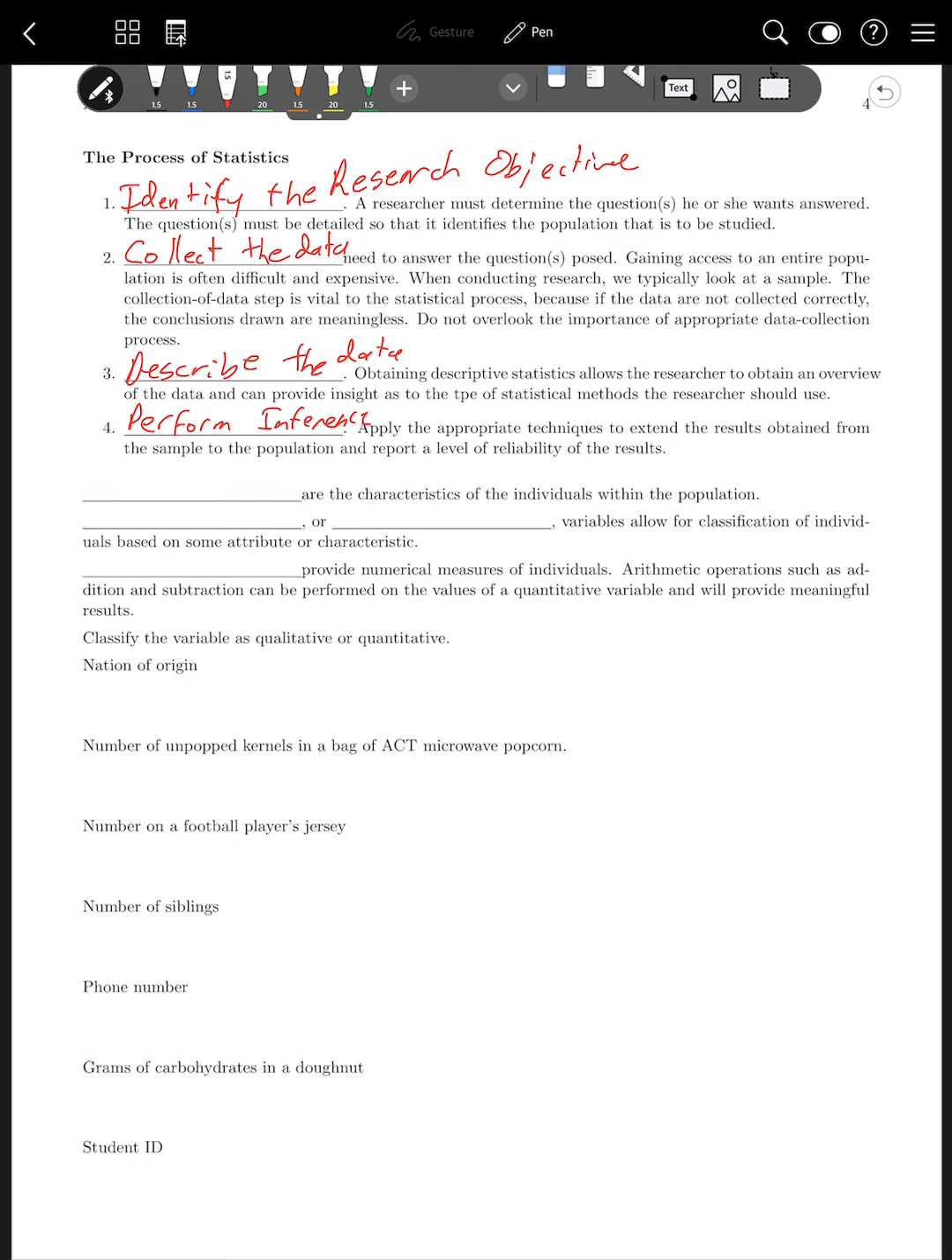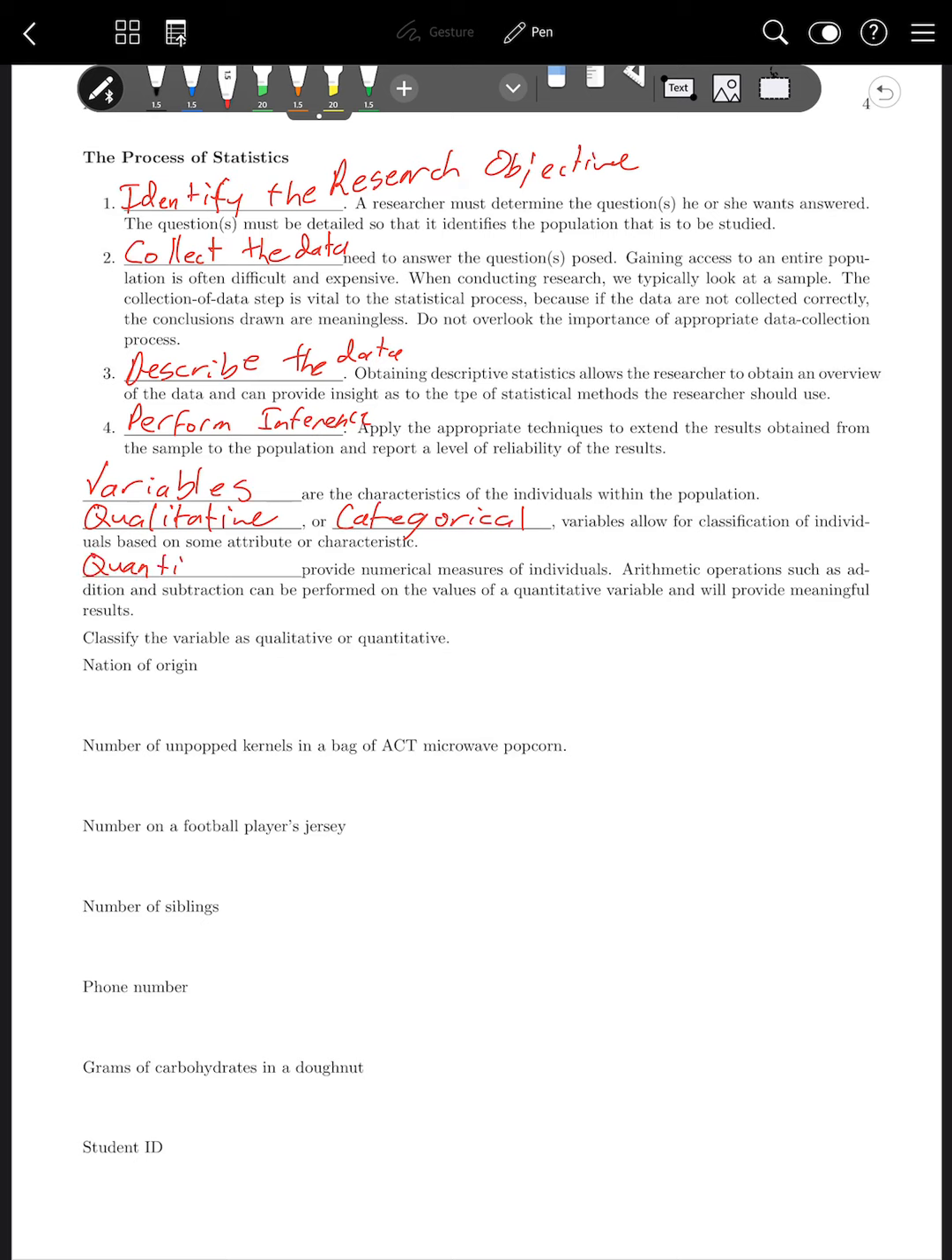Now, that we talked about what we're going to try and do with statistics, what we want to look at a little bit more is some more of the terms that go along with this. And the next one of these is variable. So variables are the characteristics of the individuals within the population. Qualitative or categorical variables allow for classification of individuals based on some attribute or characteristic.